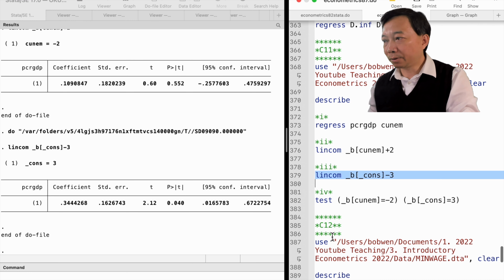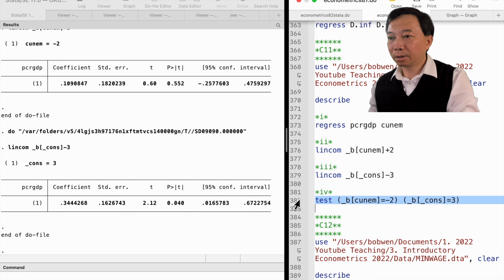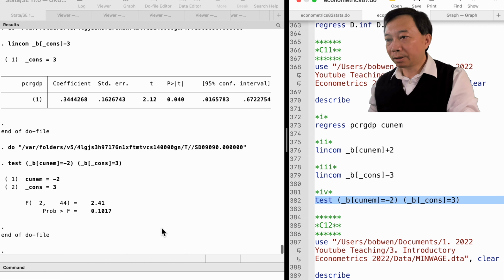We use the test command to do the F-test. The F-statistic is 2.41 and its p-value is 0.102. We could not reject the null hypothesis at the 10% level. Overall, the data tend to support Okun's law.